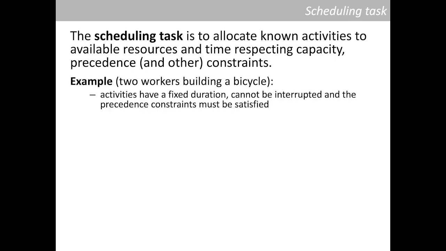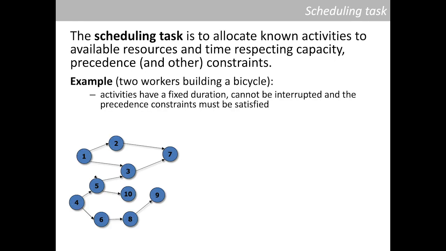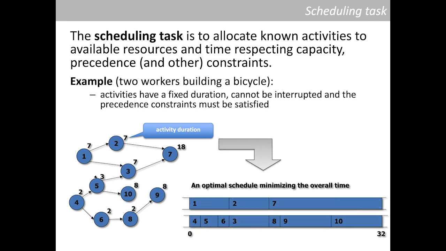So let's start with a simple example. We have two workers, two resources that are building a bicycle. And we have this graph of activities with partial order between them. So there are 10 activities. Each activity has a specific duration. So in scheduling, we need to allocate these activities to these two resources in such a way that we obtain the shortest schedule possible. So this is an example of the optimal schedule when we optimize makespan.